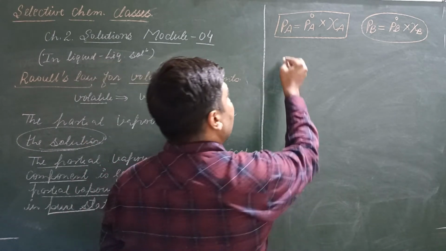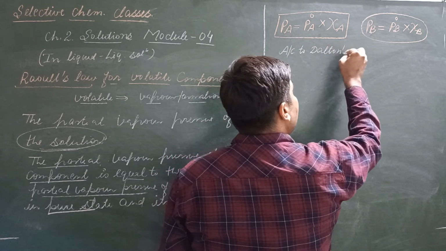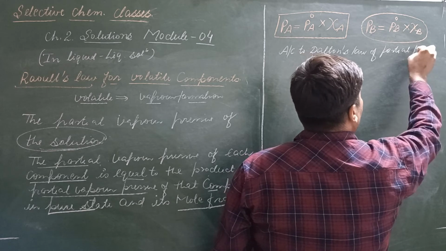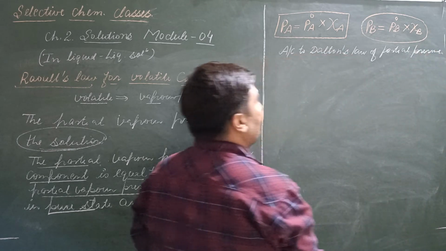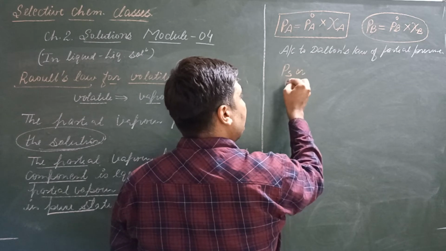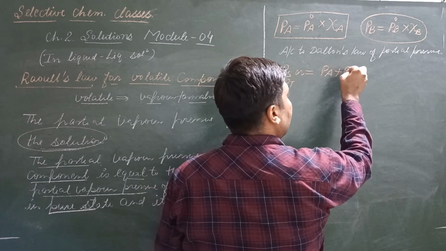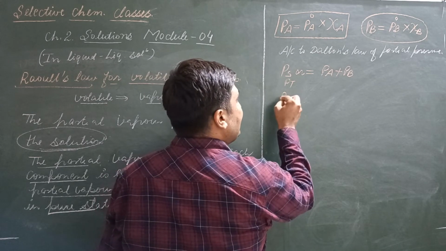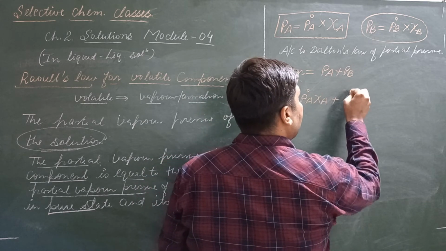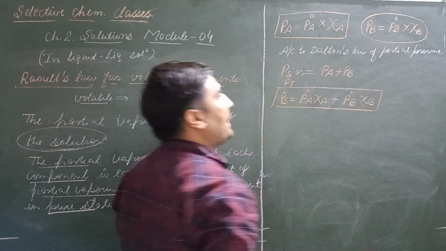And we know, according to Dalton's law of partial pressure, it is defined as that the total partial pressure PS, or you can say P total, will be equal to PA plus PB, or we have PS equals P naught A chi A plus P naught B chi B. So by this formula we can find out the partial vapor pressure of the solution.